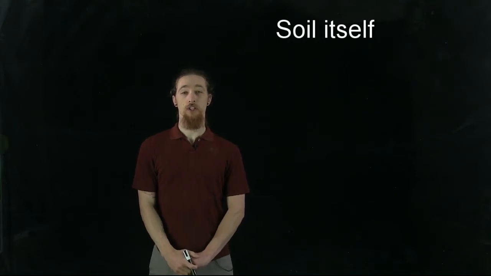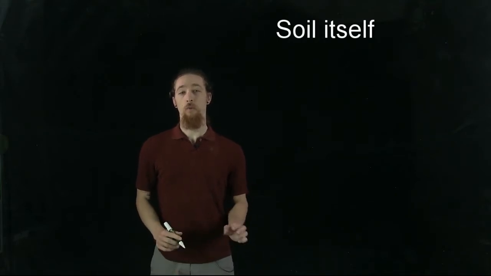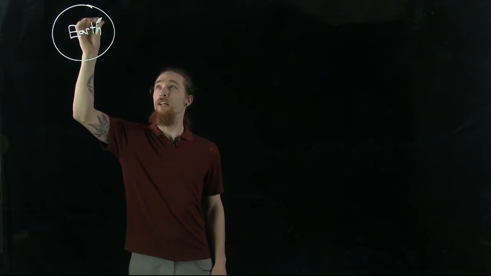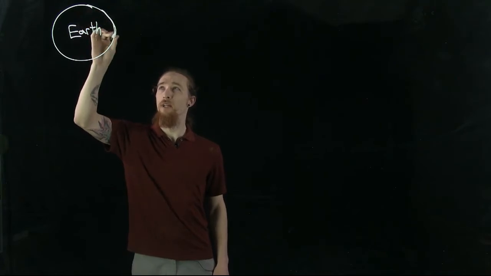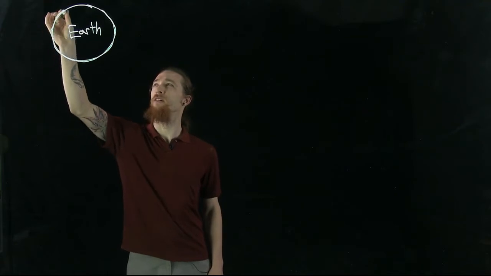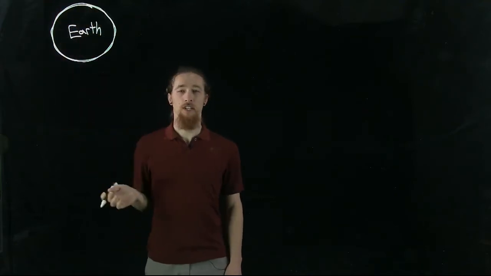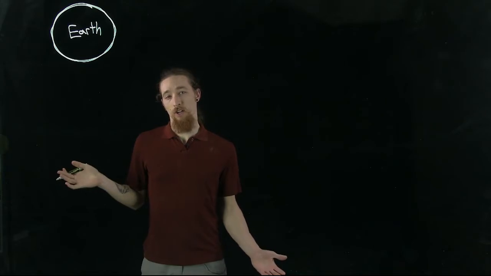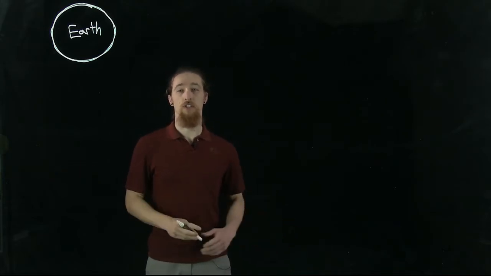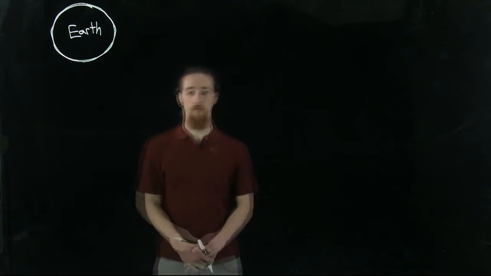Soil is really just the thin crust of weathered rock on top of our planet. So if this is our globe, soil is just this tiny bit above the mantle. It can range in depth from a couple millimeters to hundreds of feet depending on your location on the Earth.